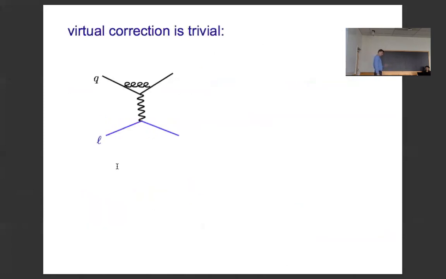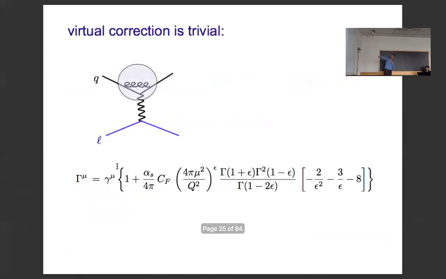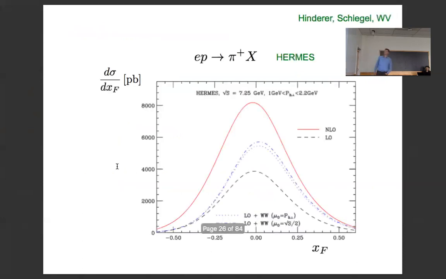The virtual correction, on the other hand, is really trivial, because all that happens is this vertex here can be computed in perturbation theory just to the next order. It usually is just a gamma mu matrix, of course, and you just compute the NLO correction, and you're done with it. So basically, you can use the leading order result and just multiply by this factor. So the virtual correction for the NLO cross-section is really simple.